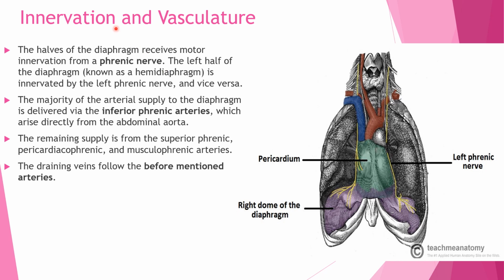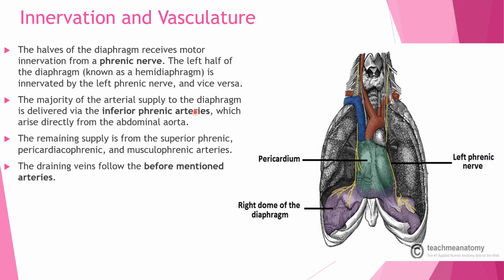About the innervation and vasculature of the diaphragm. The halves of the diaphragm are called hemidiaphragms. The left half is called the left hemidiaphragm and the right half is called the right hemidiaphragm. The concerned hemidiaphragm receives its nerve supply from the concerned phrenic nerve. You can see here, this is the left hemidiaphragm or left dome. It receives nerve supply from the left phrenic nerve. Similarly, the right dome or right hemidiaphragm receives nerve supply from the right phrenic nerve.